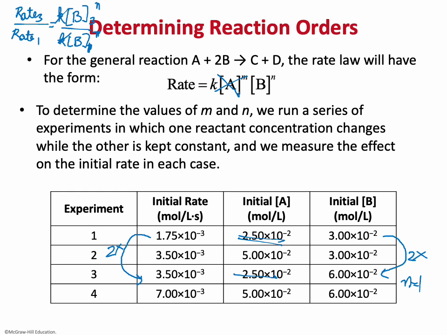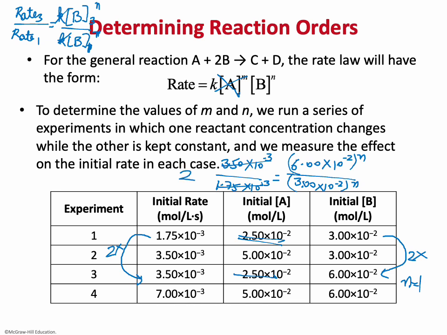Rate of 3 is 3.50 times 10 raised to the minus 3 divided by 1.75 times 10 raised to the minus 3 equals 6.00 times 10 raised to the minus 2, which is for 3, to the power of n divided by 3.00 times 10 raised to the minus 2 to the power of n. Again, if you solve this in your calculator, it will come out to 2.